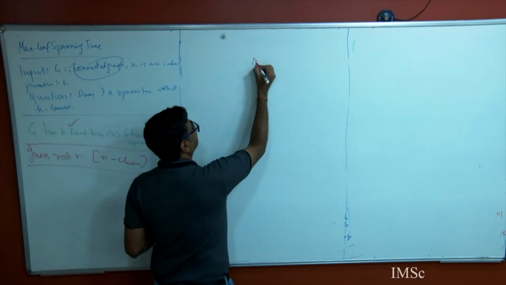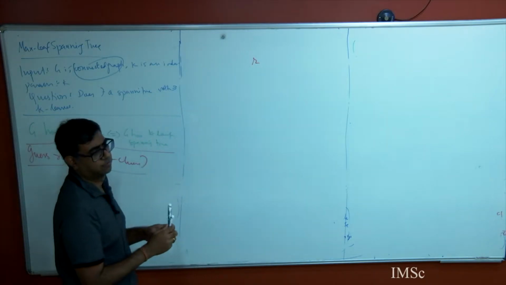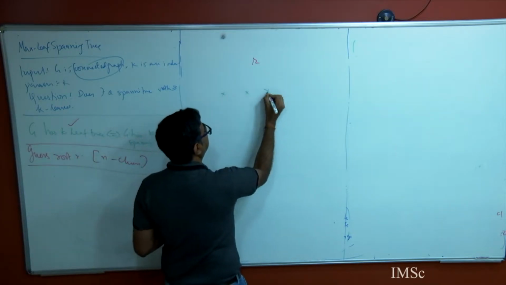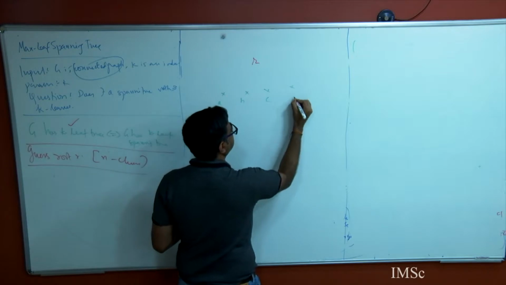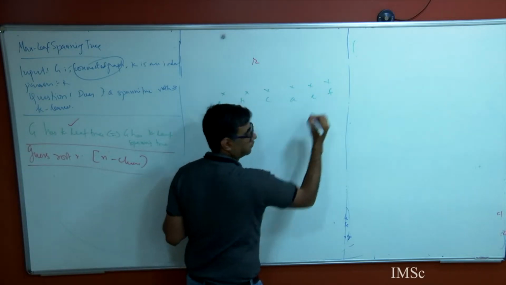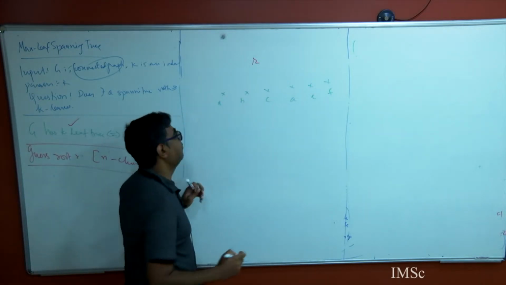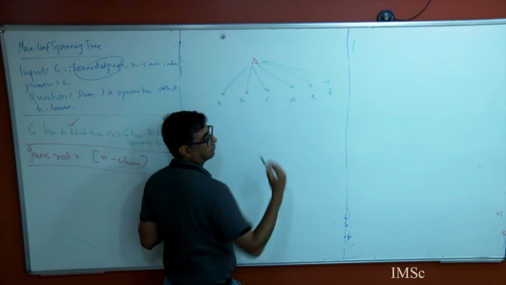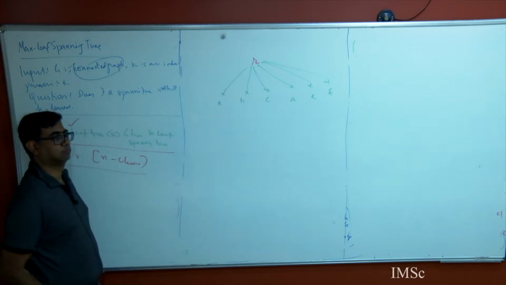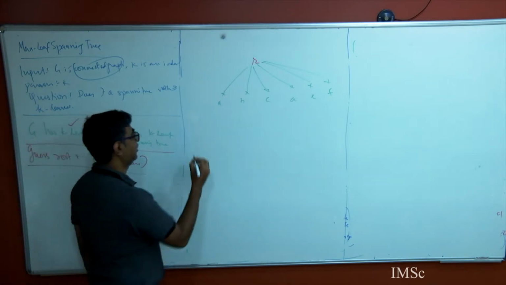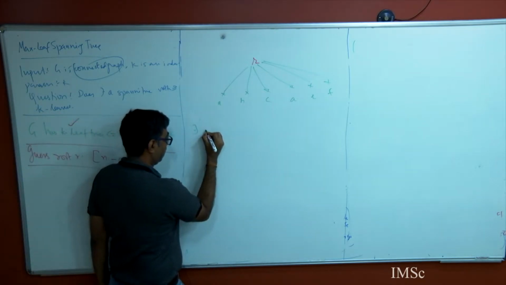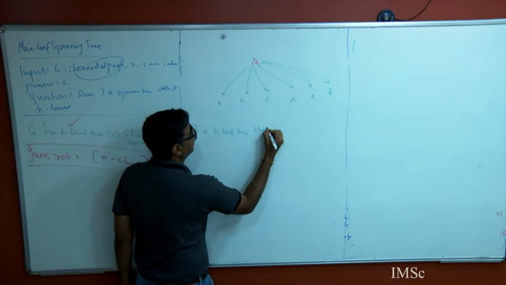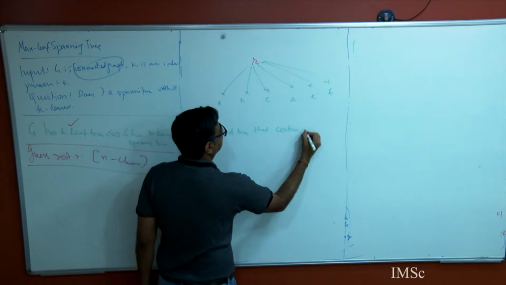So this is your root R, and suppose it has a certain number of neighbors. Suppose it has neighbors A, B, C, D, E, F. I claim to you there exists a spanning tree which contains all this set of edges. There exists an optimum spanning tree. There exists a k leaf tree that contains these edges.